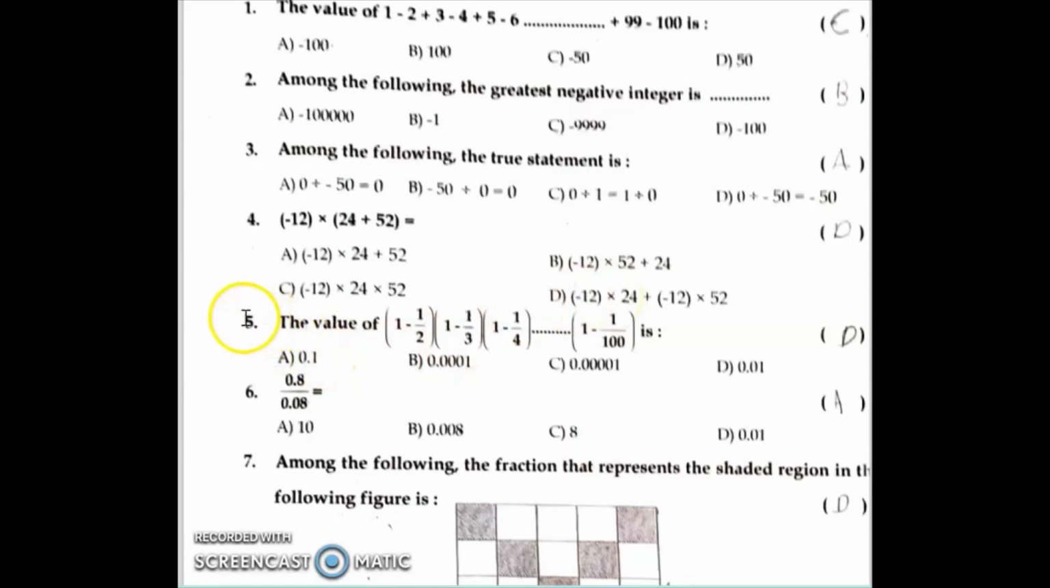Here, the fifth question. The value of 1 minus 1 by 2 plus 1 by 3 minus 1 by 4 and so on till 1 minus 1 by 100 is. Here the correct option is D, 0.01. And next is 0.8 by 0.08. Here the correct option is A, 10.